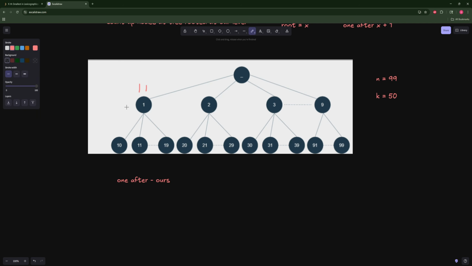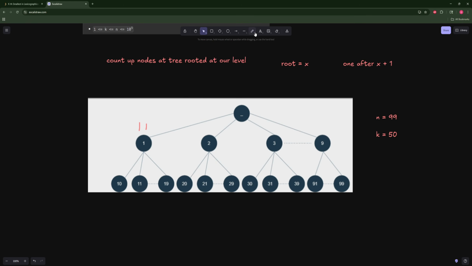We can do this really quickly because we just go down one level and in O of 1 check how many nodes are at this level, then the next level, and so on. So there's 11 nodes here, and we wanted the 50th. So we have 2 options. Do we want to go down our tree, or do we want to go to the next tree?